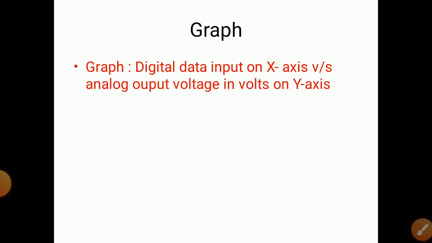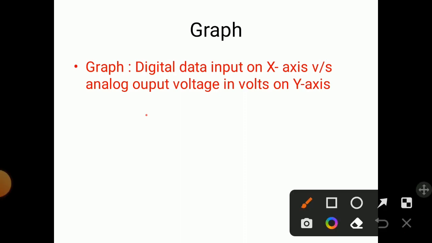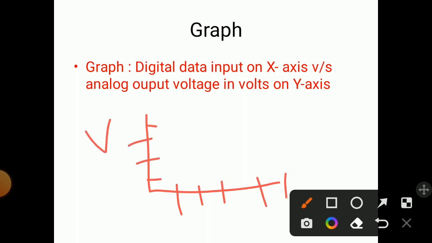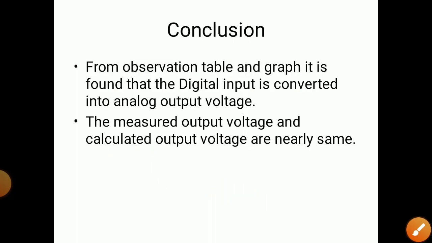Here you can plot a graph between digital data input on the x-axis versus analog output voltage on the y-axis. You can give some digital input data, write it down, and you will get some output voltages over here. You should get an increasing graph. Like this you will get the graph.